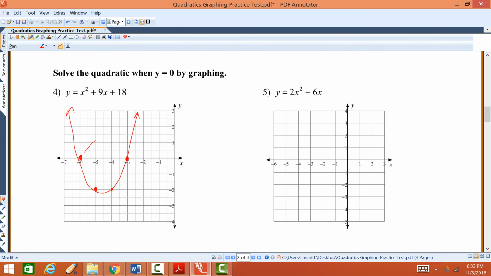The main point here is to get these values. So x equals negative 6 and x equals negative 3. So we have to look at where the parabola crosses the x-axis. We can do the same thing for the next one.